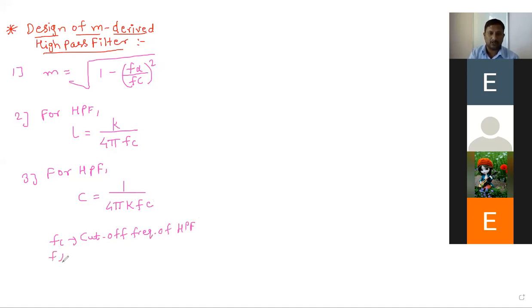And F alpha is the resonant frequency, you can just note down resonant frequency. So these two values they will give, and from that you have to calculate M, and after that L and C you can calculate, and after that draw the diagram and mention the names, and after that you can put the proper values by doing the calculation part.